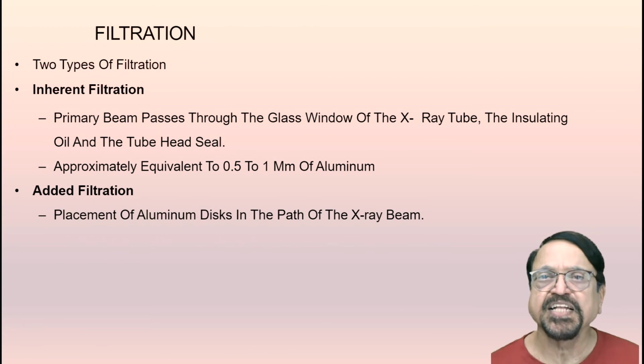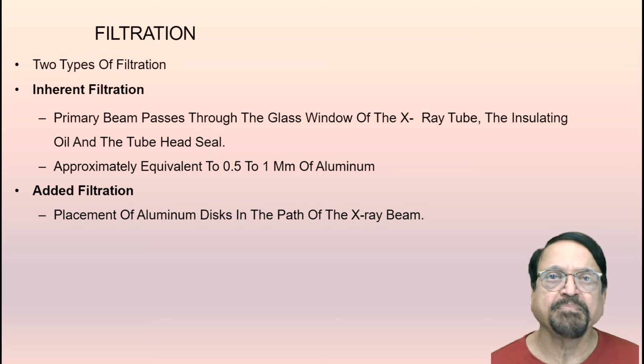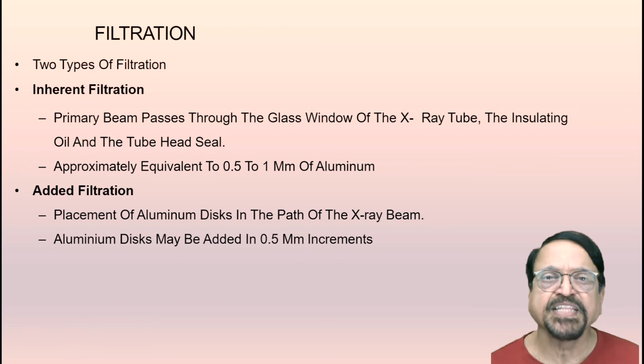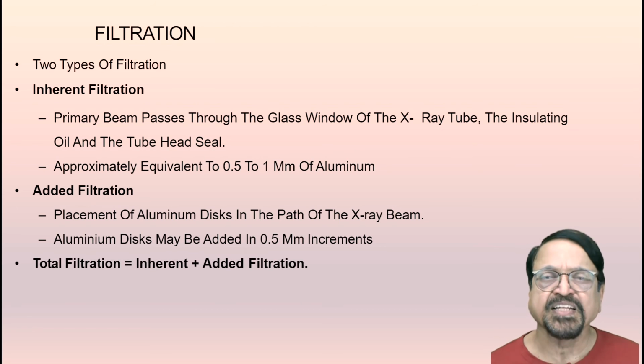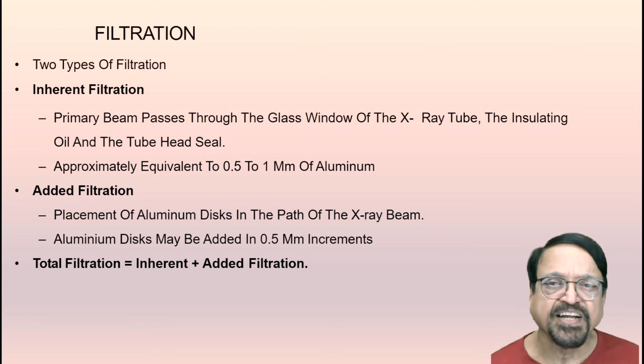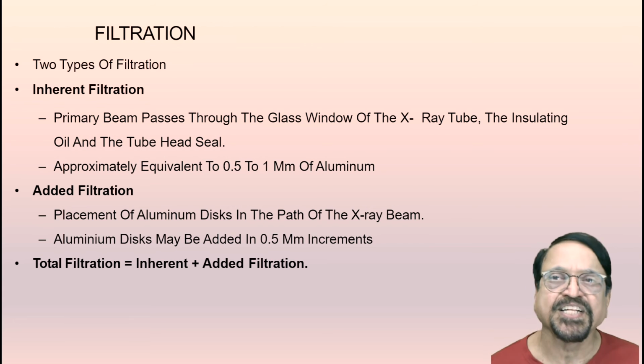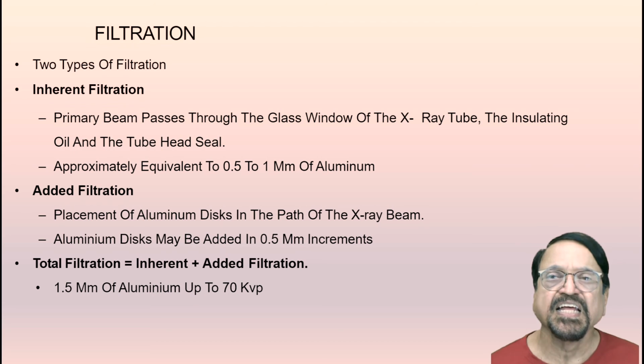Then added filtration is the placement of an aluminum disc in the path of the X-ray beam. You must have seen with the X-ray tube that there is a thin aluminum plate of different thickness. Usually it is 0.5 mm. If not, you can still go and find it in your X-ray machine near the tube head where the tube outlet is. Then the total filtration is equal to inherent filtration plus added filtration.